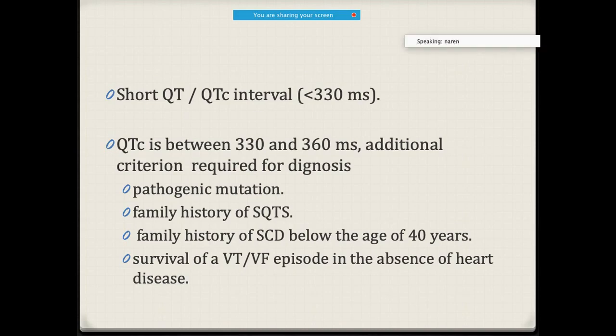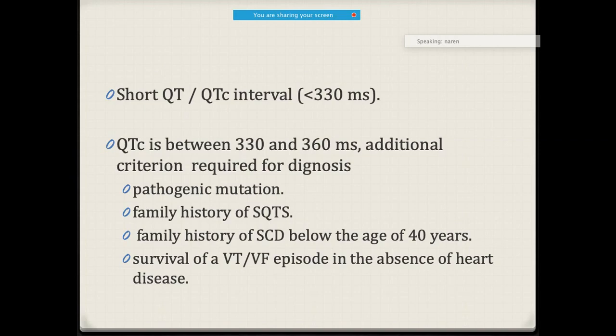So the interval is, if it is less than 330 milliseconds, it is going to be a short QT interval, okay? However, if one is in the range of 330 to 360, you will need further additional criteria. Additional criteria in the sense of a pathogenic mutation, a family history of sudden cardiac death, or even a short QT syndrome as well.